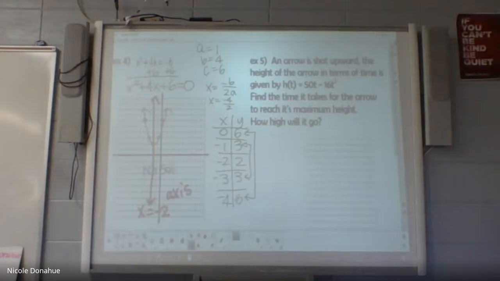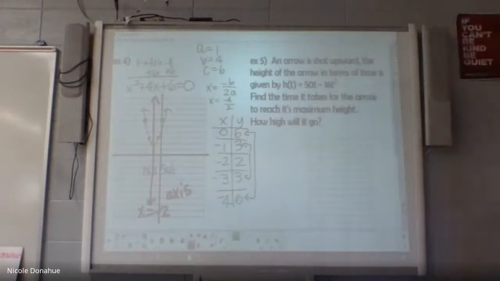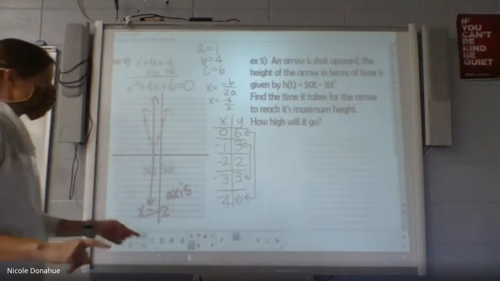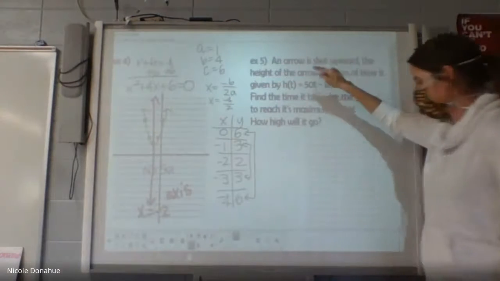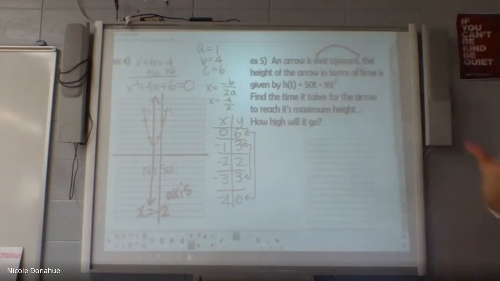Oh, the word problem. So, word problem. Hey guys, it says an arrow is shot upward. The height of the arrow in terms of time is given by this equation. Why does this show up in this section? Why would this have anything to do with what we're doing right now? Because it makes that U. So if I shoot an arrow up into the air, it's going to go up, and there's something called gravity that also sends it back down.